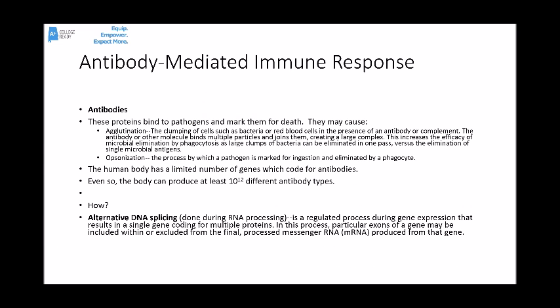Let's go ahead and talk about one other topic here related to antibodies. Switch gears. We only have a few genes that code for antibodies, but we may need to make up to 10 to the 12th different kinds of antibodies in our life. So how can only a handful of genes code for this many different distinct antibodies? It has to do with the idea of alternative DNA splicing.